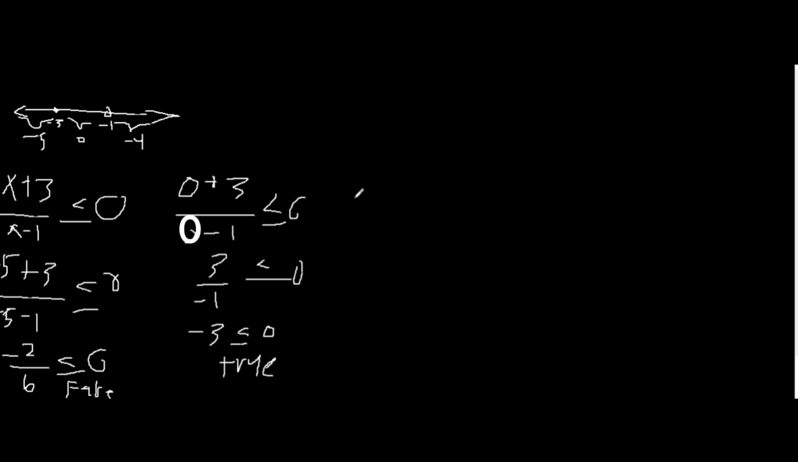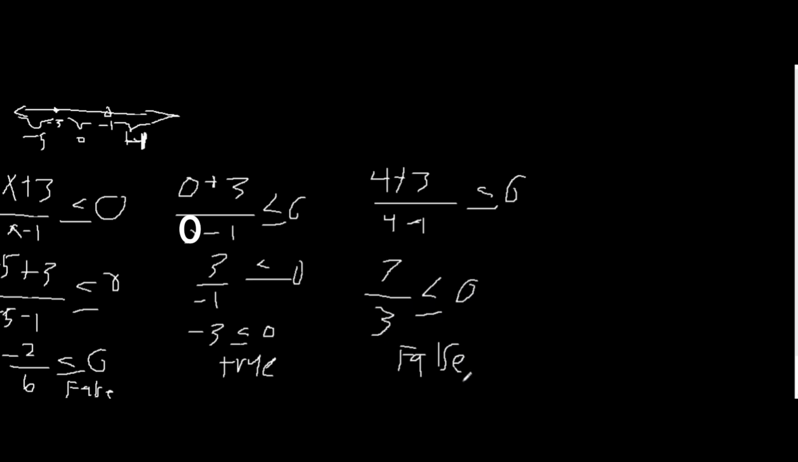And for our last interval, wait, this would be 4. Sorry, agents. So 4 plus 3 over 4 minus 1 is less than or equal to 0. This would be 7 over 3 is less than or equal to 0. This would be false. The left and right intervals are not included, meaning all the numbers in the middle interval will satisfy the rational inequality.